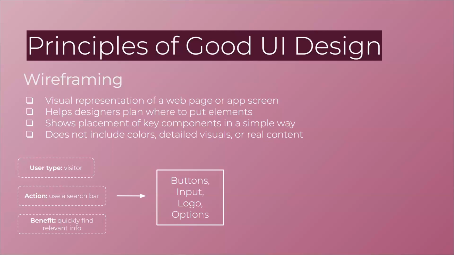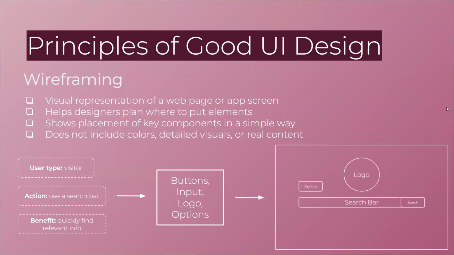And then, they mention they want to find relevant info. So it might be good to have an option setting for a little bit more customizability on what relevant info might be. So let's see what sort of wireframe we can come up with. Here's a very simple example.